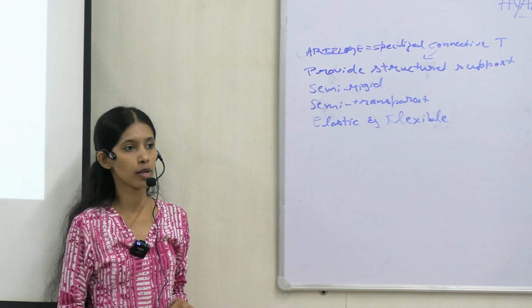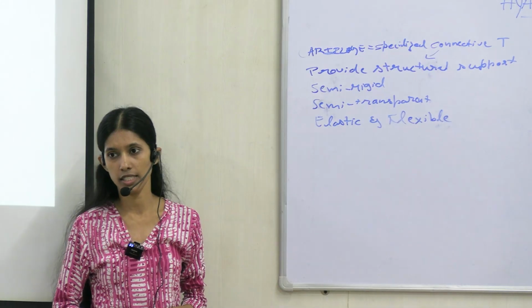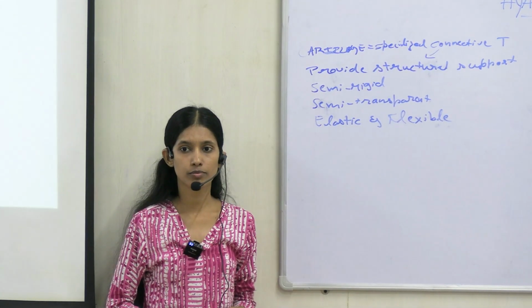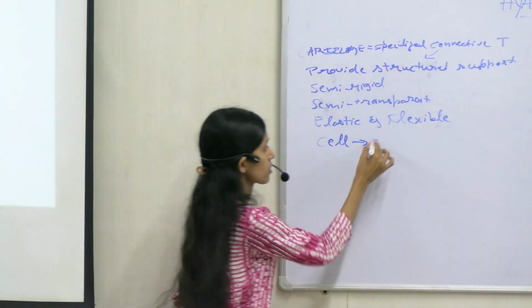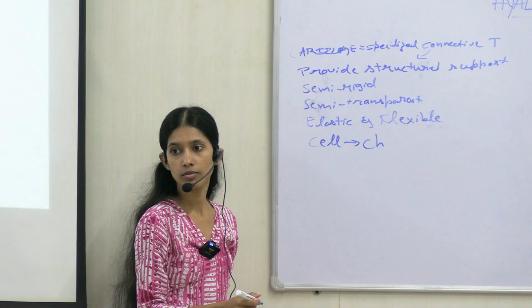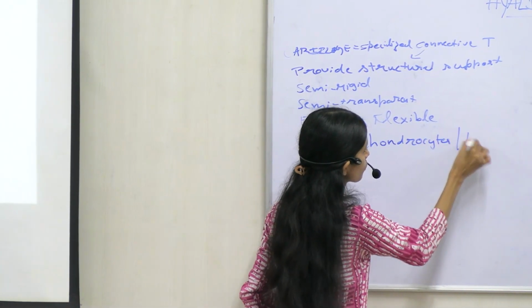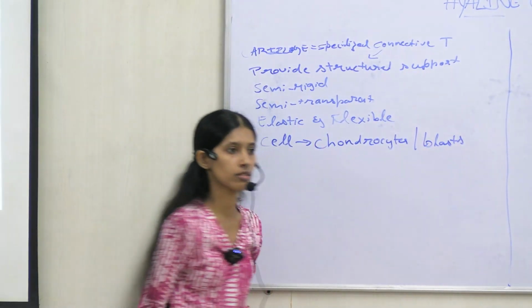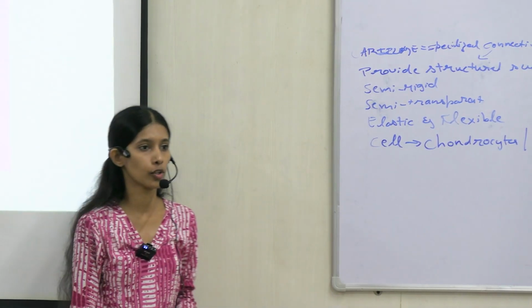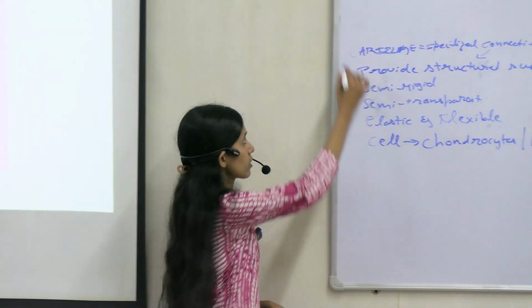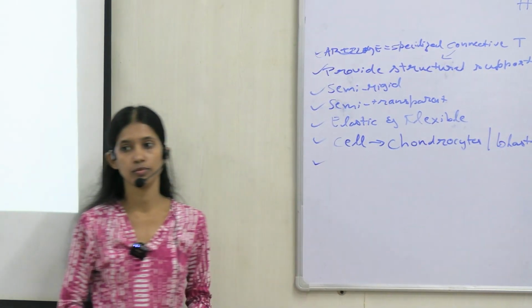So what is the type of cells we can see in the cartilages? What type of cells can we see in the cartilage? It is called chondrocytes. In a few textbooks it is also mentioned as chondroblasts. You can use both words, chondrocytes or chondroblasts. Any other basic points you should remember about the cartilage?